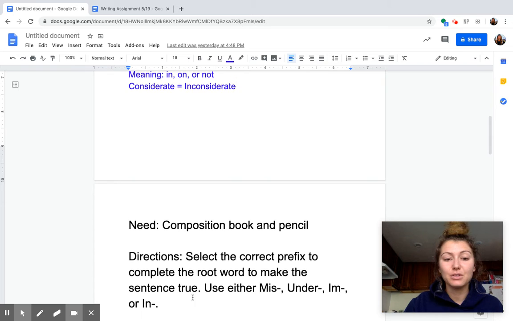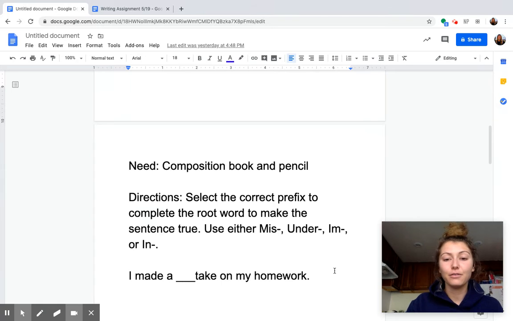We have the same directions as yesterday. You're going to need your composition book and a pencil. And the directions are to select the correct prefix to complete the root word to make the sentence true. Today we are going to use either miss, under, im, or in. So let's look at our first example.